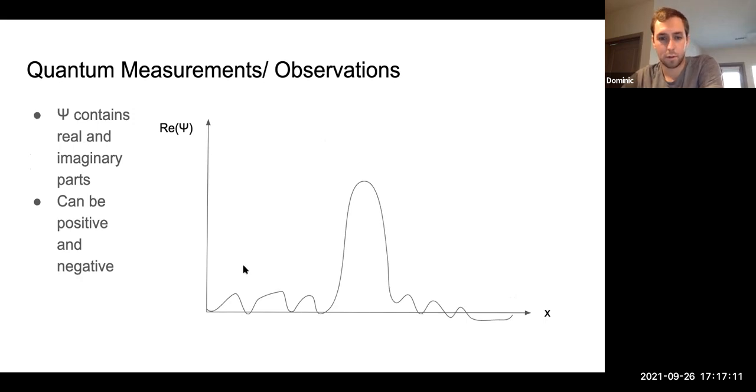But then to show a plot of psi, which is the square root of what I just showed with the probability, a lot of times you'll see it looking something like this, very roughly. My sketch is not very good, but psi will contain real and imaginary portions. So you'll just see the real portion plotted, but then you can also get positive and negative values. So some of these can go below the x-axis.